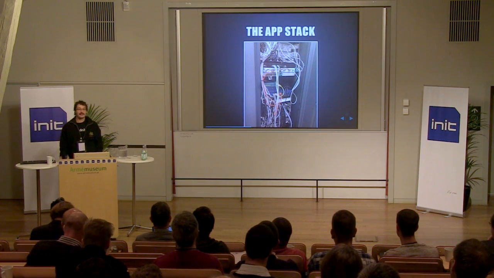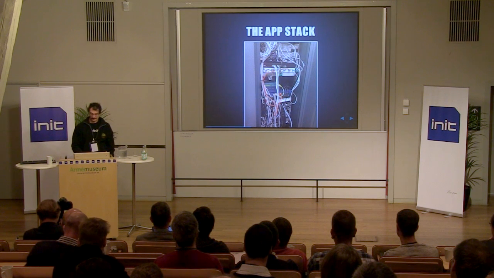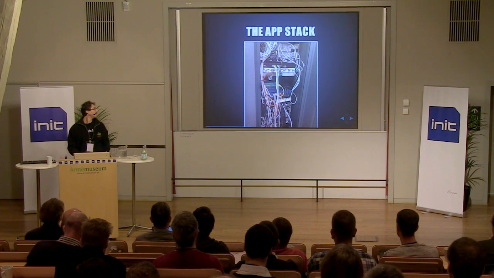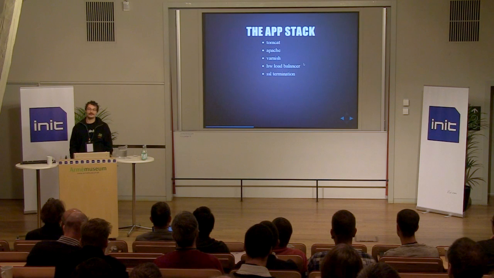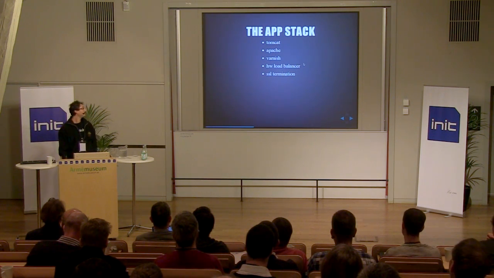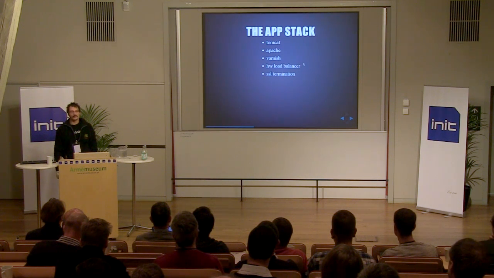So your app stack in your business probably looks something like this. Actually, it probably looks more virtual nowadays, but it's probably some Tomcat or Apache, and it's got Nginx, Varnish in front of it, some hardware load balancer, and SSL termination. You might have some parts of this or not. You have an application server. You have a database behind it.